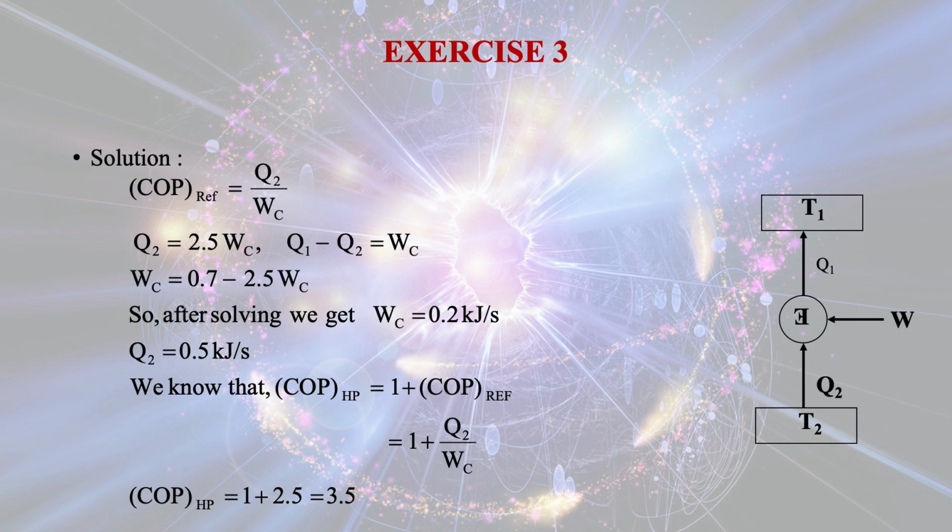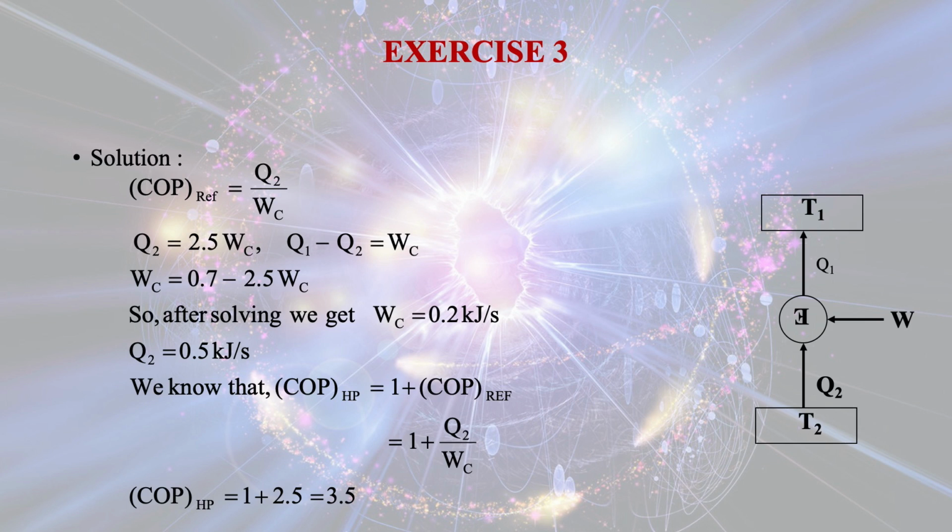Then things will be very much easy for solving any problem on thermodynamics. So COP of a refrigerator, we know very well it is equal to Q2 by WC. So Q2 is equal to 2.5 WC. So Q1 minus Q2 is equal to WC. See the diagram and apply the first law of thermodynamics, you will get this expression. So WC is equal to 0.7 minus 2.5 WC. Finally you will get WC is equal to 0.2 kJ per second.